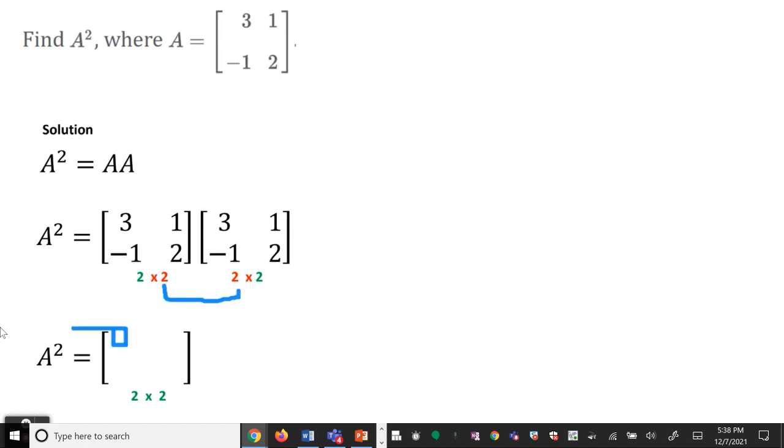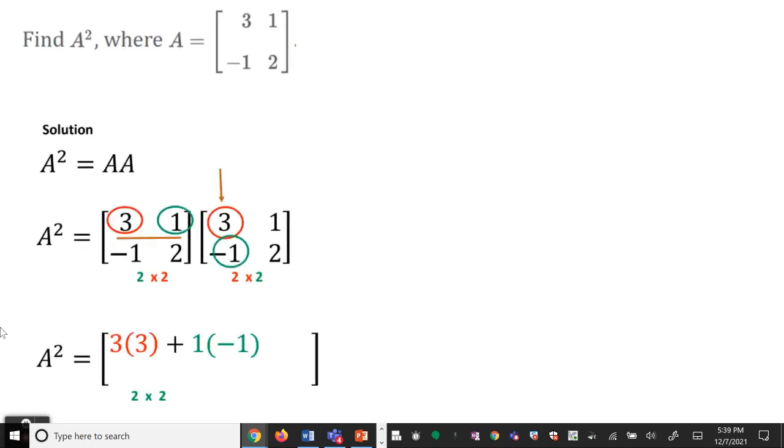So that means I'm going to need a number here, a number here, a number here, and a number here. Okay, so let's go on. First, we're going to use the first row, and I underlined it here. So I'm going to multiply 3 times 3 plus 1 times negative 1.